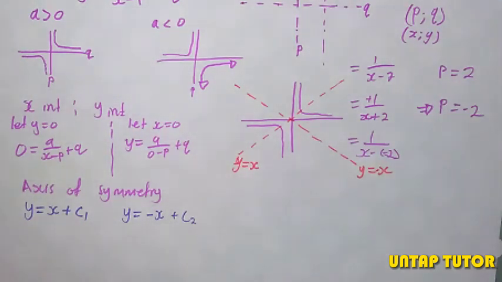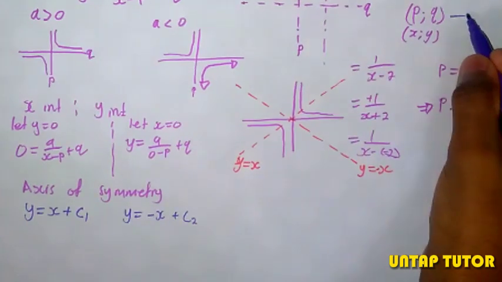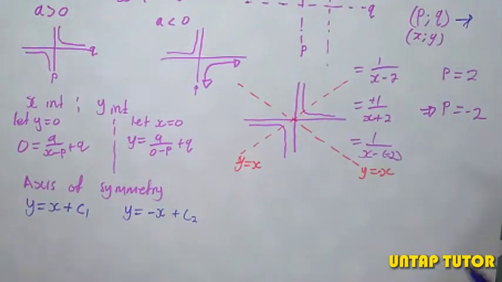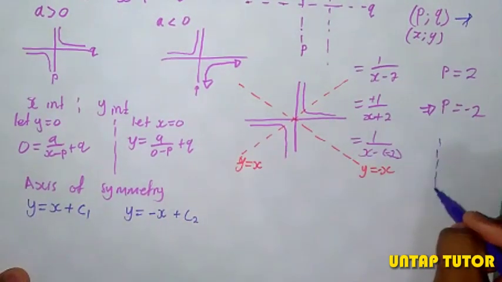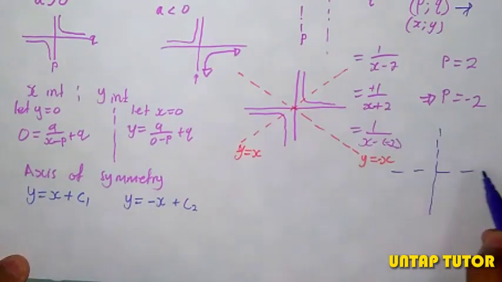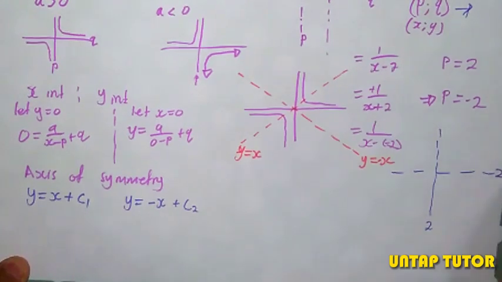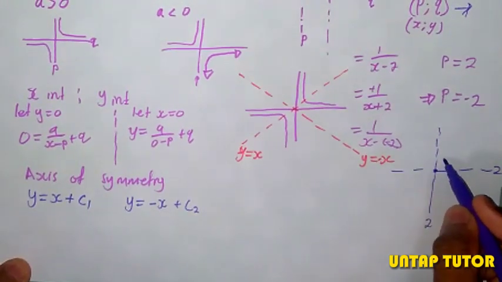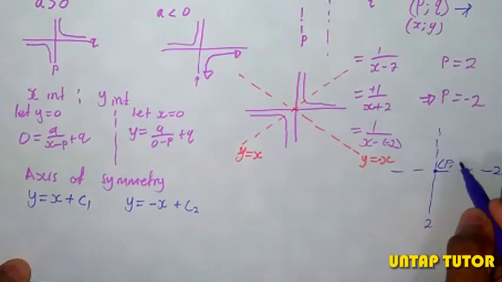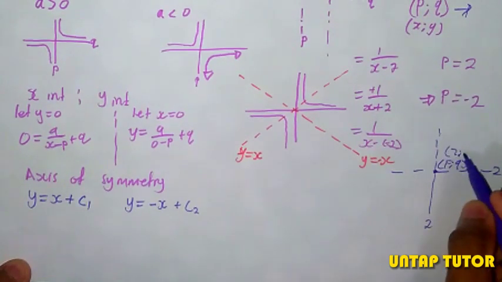Very, very important. We go back to this thing that I wrote earlier. P is to Q. That's a point. This point is where our asymptotes cross. So this asymptote is at x is equal to 2 and this one is at y is equal to 2 also. So this point where they meet, obviously, is going to be P is to Q, which is going to be 2 is to 2.